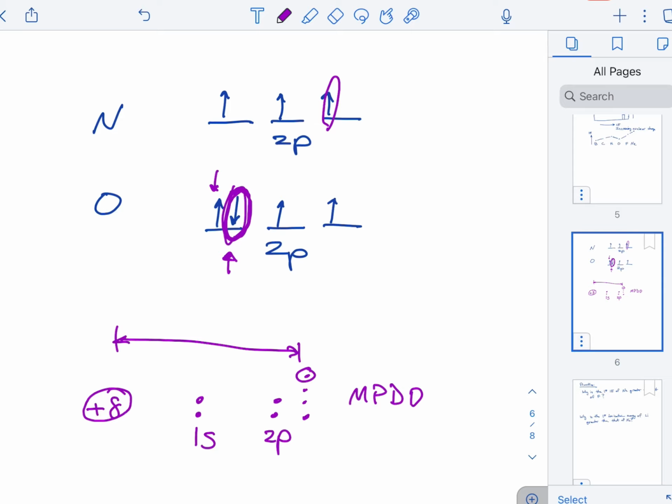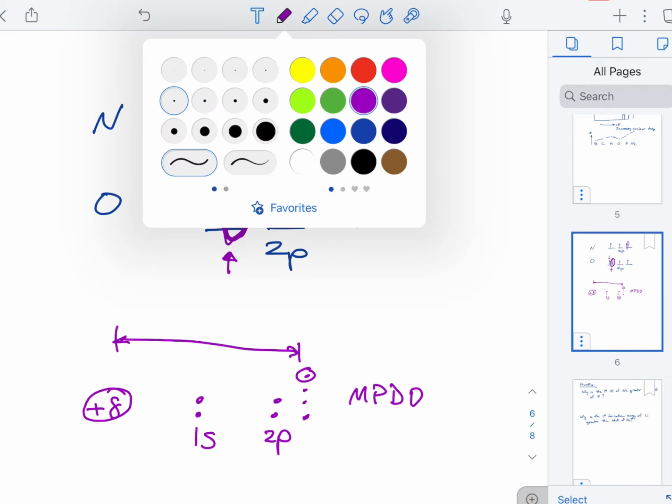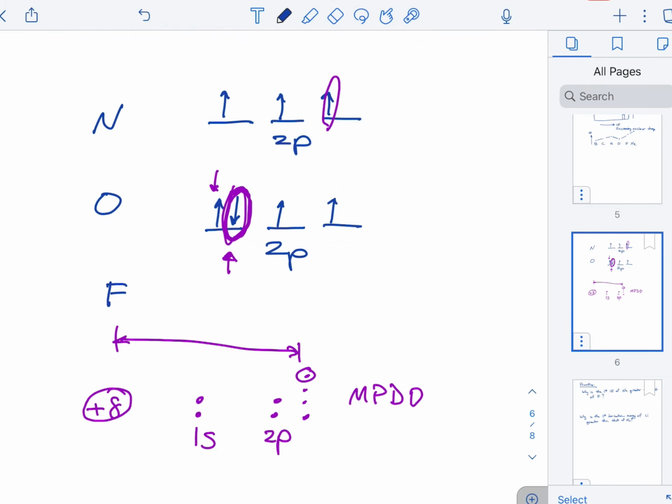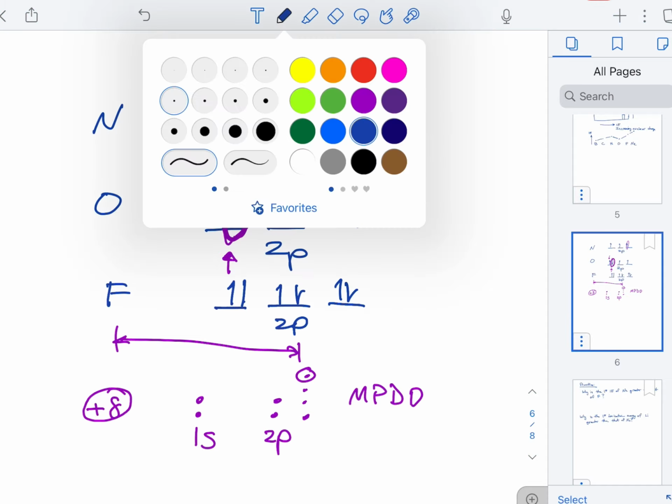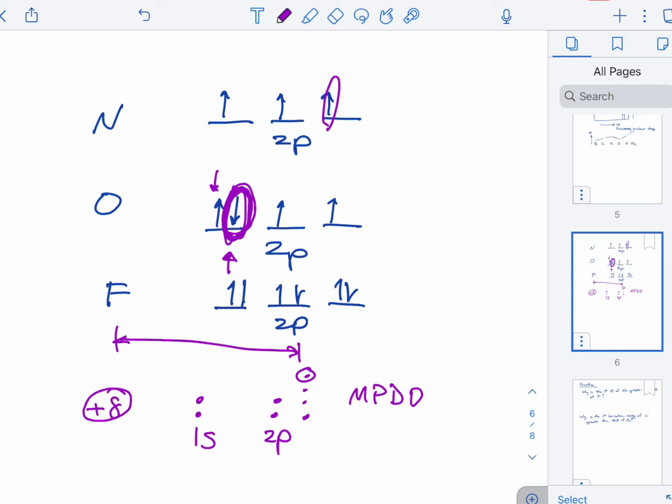Now, the thing that bugs people is, why does fluorine go back to the normal trend? Because if you go to fluorine, it also would be removing a paired electron. The difference is now you're comparing this paired electron that gets ejected from oxygen with this paired electron that gets ejected.